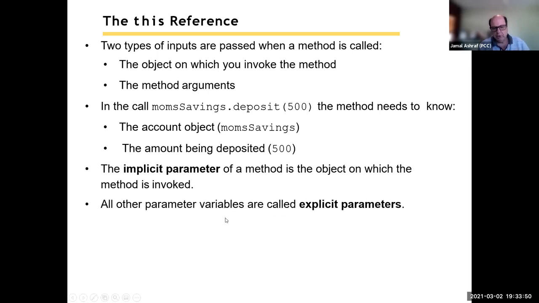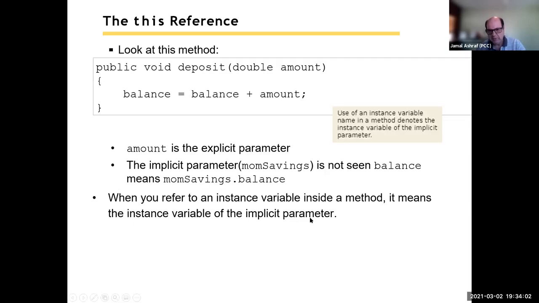So the variables that are coming in, or any other things that I need besides my object, are called explicit. That means I have to spell out what I'm talking about. So that's what explicit is. In this case, I have amount coming in, that would be the explicit, and my object over here is the current object that I'm working on, and the balance over here is going to belong to whatever object I'm using.